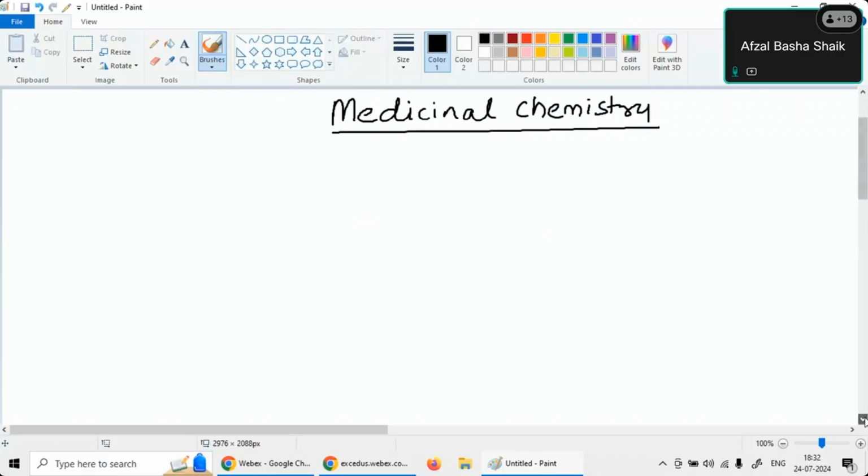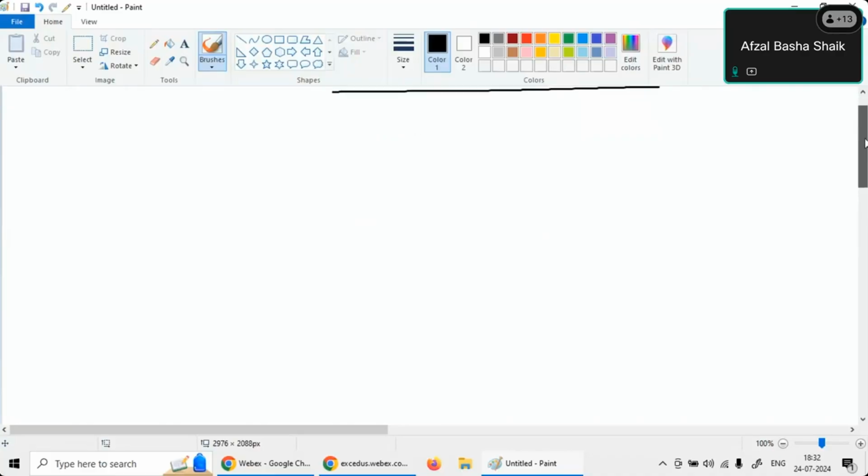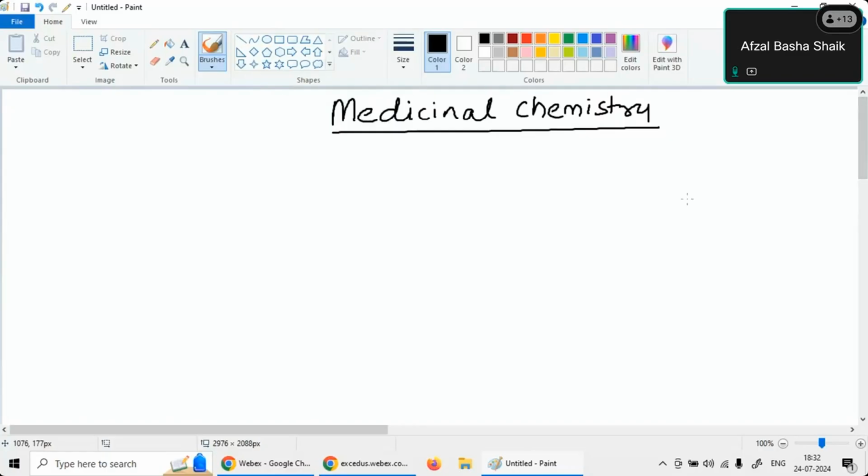So there are certain physicochemical properties that are important for assessing the biological activity. Here we will discuss according to your PCI syllabus or GPAT syllabus. There is one important component known as physicochemical properties affecting the biological activity. So in this, we'll start that aspect.